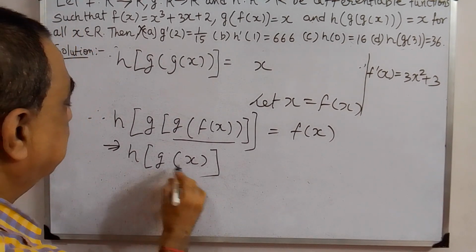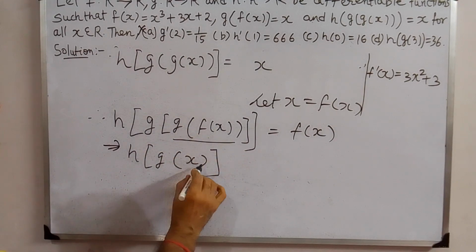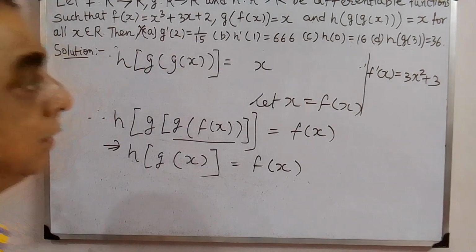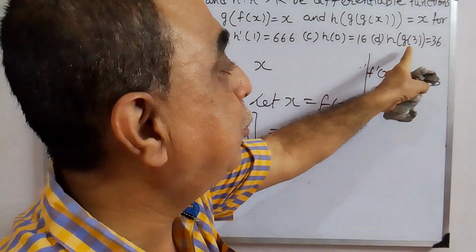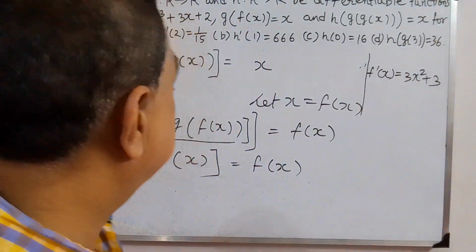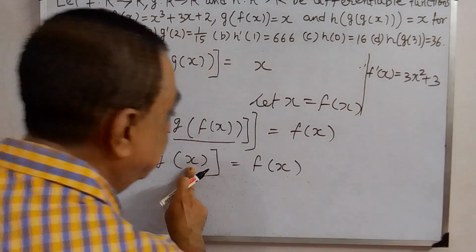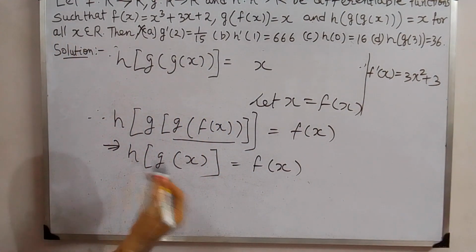Now this will become h of x, because g of fx has changed to x. So that is equal to fx. Clear? Now see here, the D part is saying h of g of 3. So g of 3 means what? Here the value of x you put 3. Okay, here the value of x you put 3.